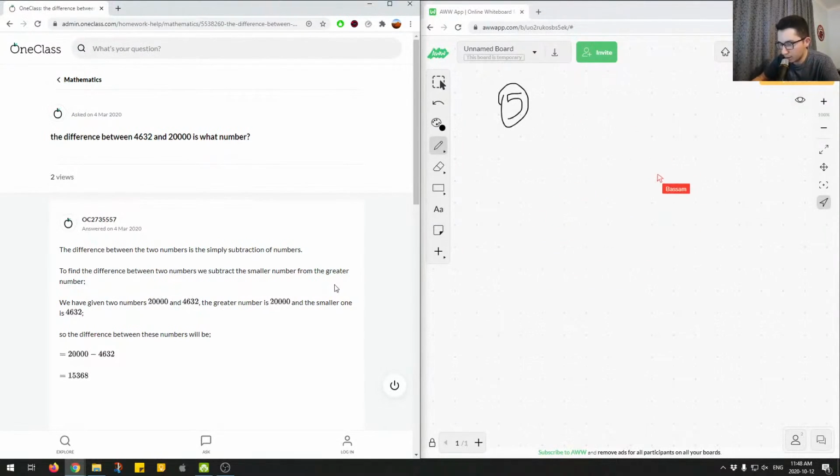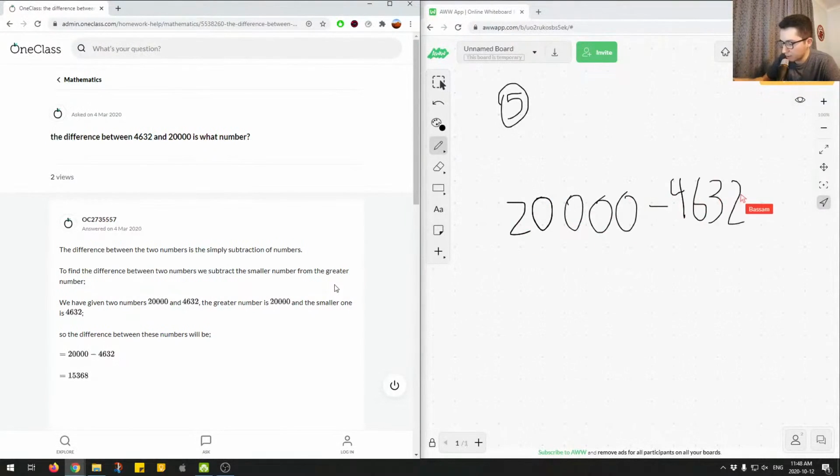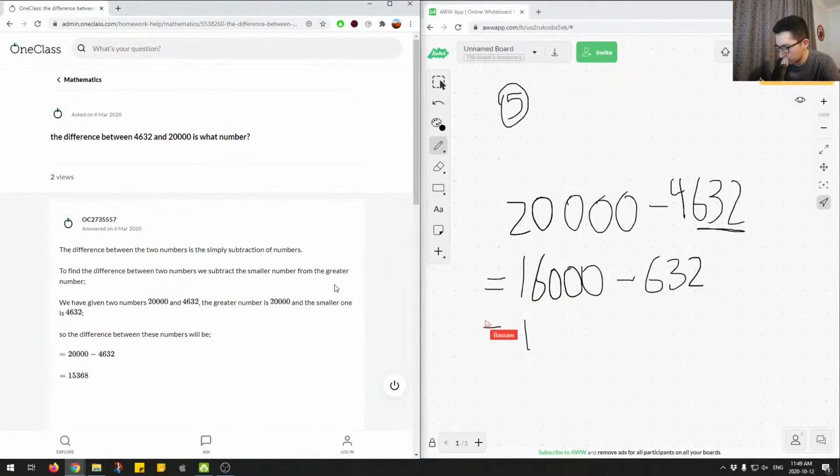Usually when I'm subtracting big numbers, I start off with the biggest number first, not the smallest. So I was a little confused there. If we did 20,000 minus 4,000, right away we know that's 16,000. We still have 632. So we've subtracted 4,000, now we're left with 632. Let's say we subtract 600. So 16,000 minus 600, we know that will be 15,600. And we're still left with the 32.